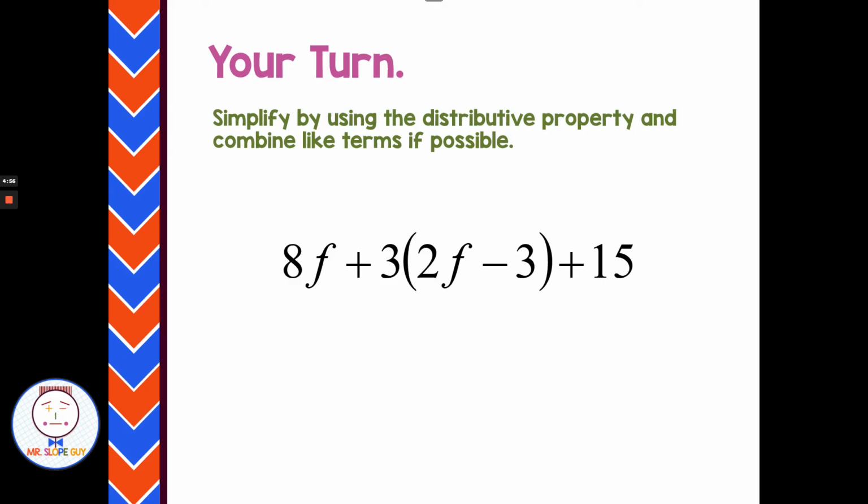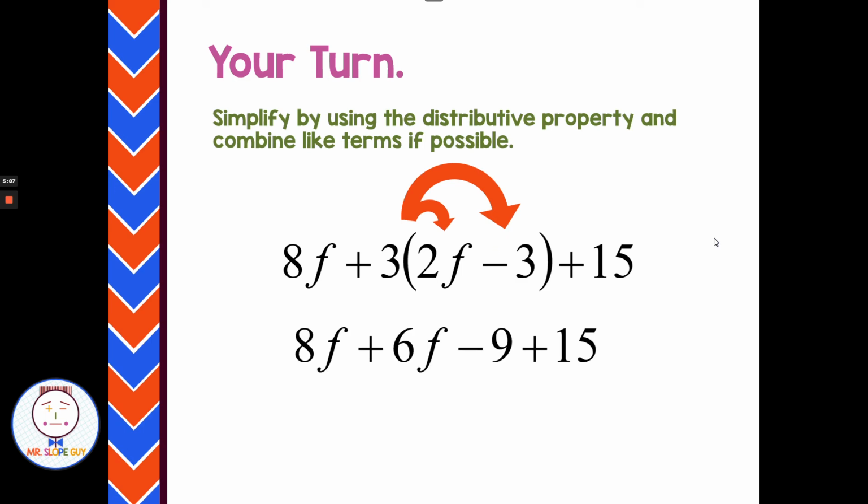All right, welcome back. So if we distribute the 3 times 2f, 3 times 2f is 6f. 3 times negative 3 is negative 9. And I'm going to bring down the 8f, and I'm going to bring down the 15. That took care of the distributive property, got rid of my parentheses, just brought everything else down.